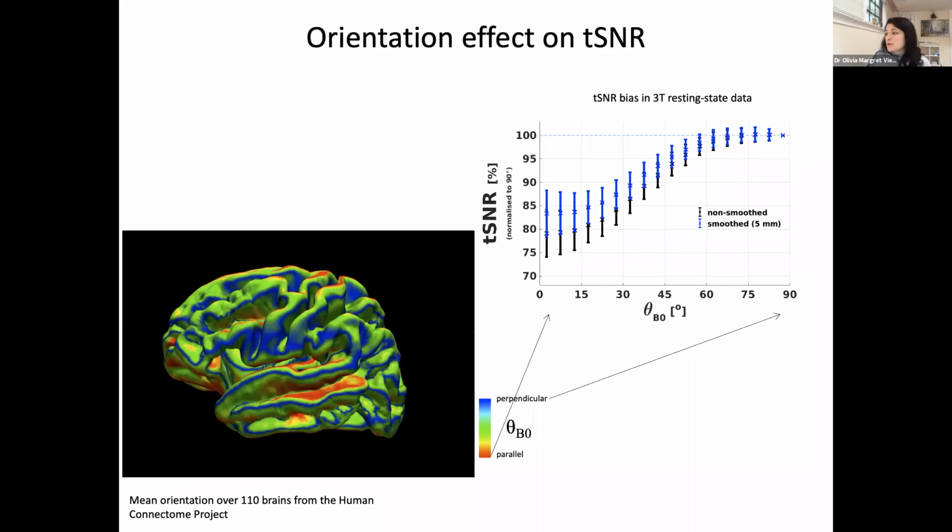And we evaluated this for smooth and non-smooth data, because I've been asked so many times, like, oh, can I smooth this away? Will it go away if I just average over a big area? So here we smoothed with a 5 millimeter kernel, which is fairly big, and it doesn't help that much. So no.